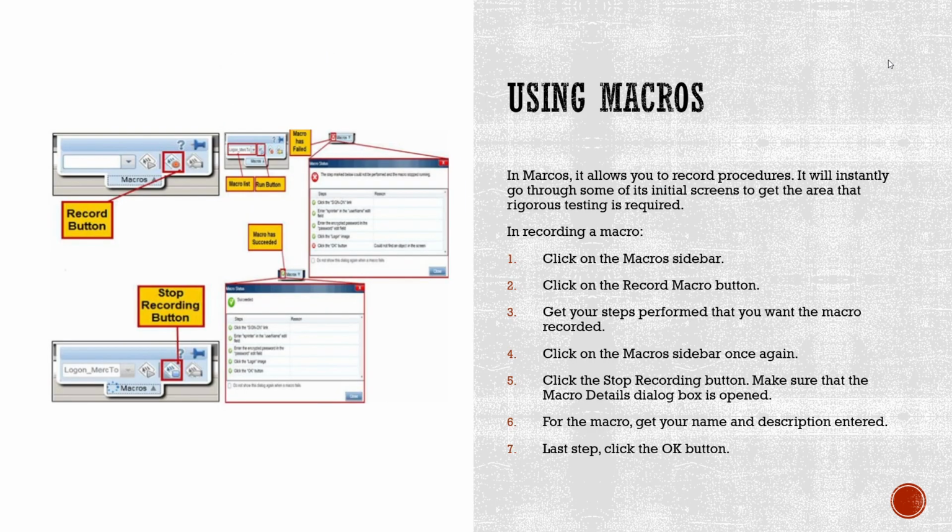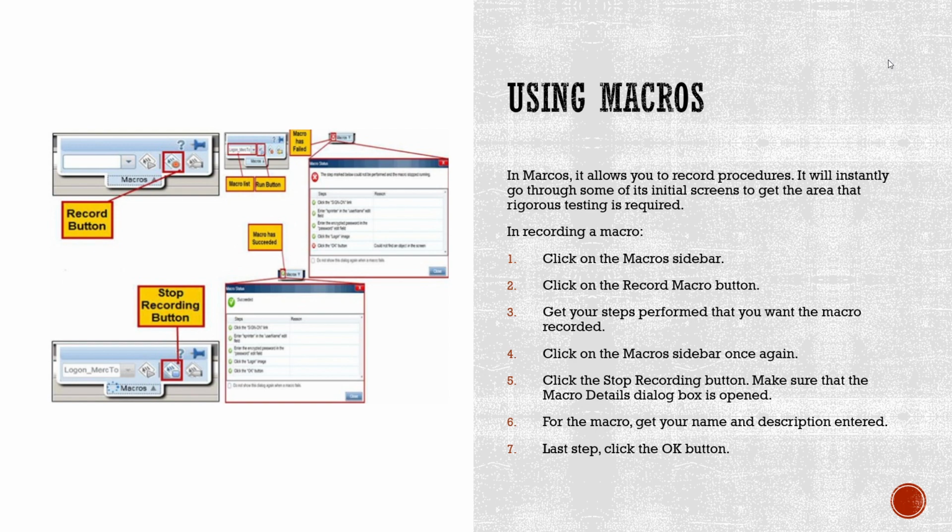Using macros. Macros allow you to record procedures. It will instantly go through some of the initial screens to get to the area where rigorous testing is required. To record a macro, click on the macro sidebar. Click on the Record Macro button. Perform the steps that you want recorded in the macro. Click on the macro sidebar once again. Click the Stop Recording button.